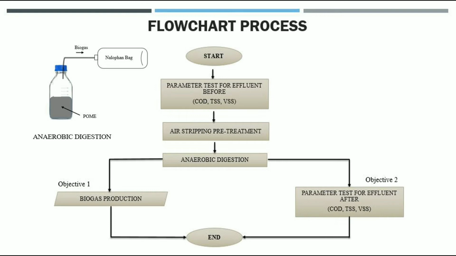Another bottle containing 500 ml of raw POME will be set in an anaerobic digestion process without the air stripping pretreatment process, and this bottle will be used as a control bottle. The condition of the anaerobic digestion of the control bottle will be the same as the treated bottle. The biogas collection of the treated POME will be compared with the biogas collection of raw POME. For the final step, all the collected biogas production will be measured by using a conventional method, which is the water displacement method.